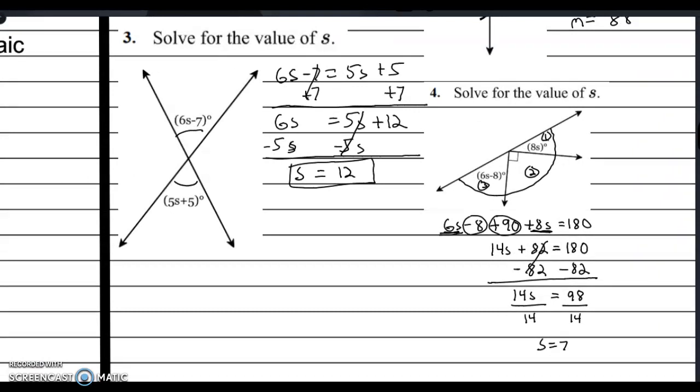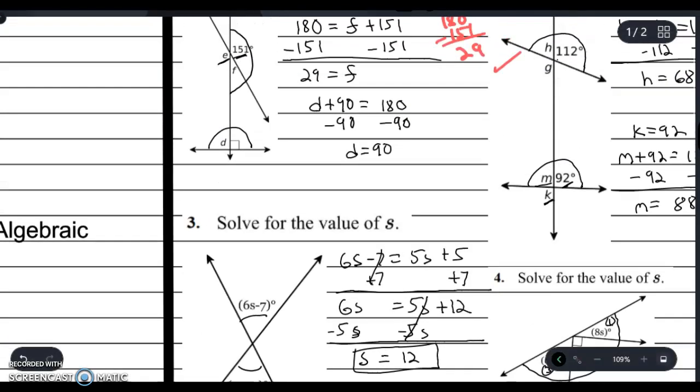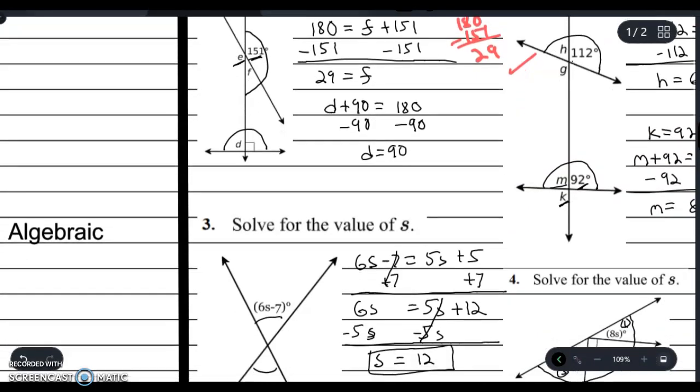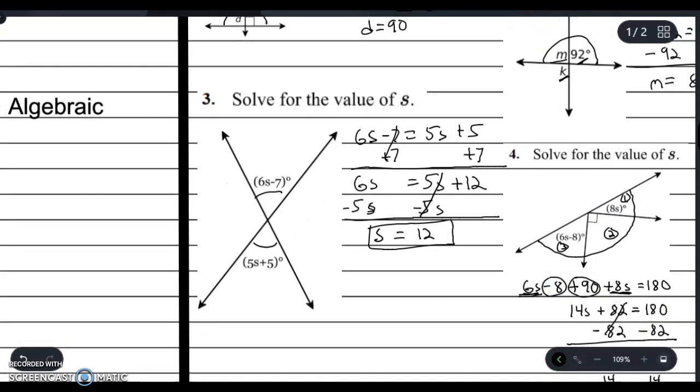Okay, so that's vertical, adjacent, and complementary angles. We've done algebraic, and we've done level 2 here. And again, level 1, if you could do level 2, you definitely could do level 1. And that's pretty much it.